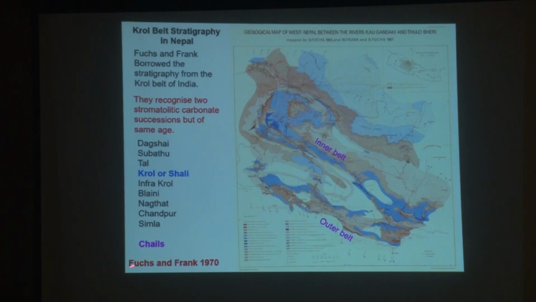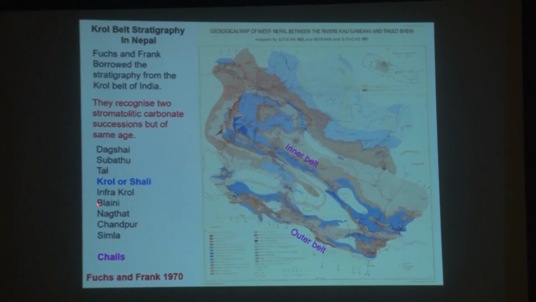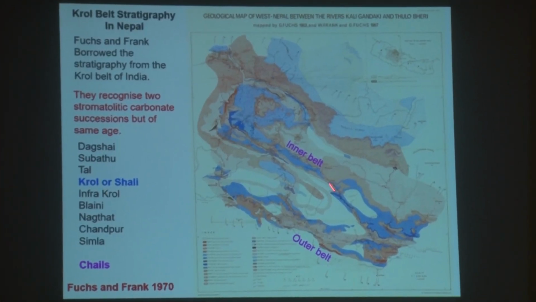This is a map by Fuchs and Frank, and they have divided this area of West Nepal into inner belt and outer belt, and they did find some facies changes. The dolomites and carbonates here they call coal limestone, and in the inner belt they call Shali. They are of the opinion that they are of the same age, just some facies changes. And they use these names from India, from the Simla area, like Simla Slate, Chandpur Phyllite, Nagpur, Daini, Rohtal, and others.